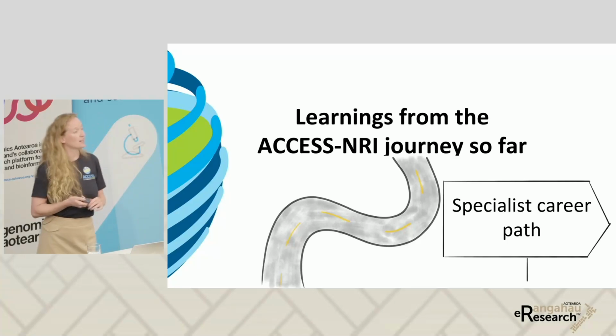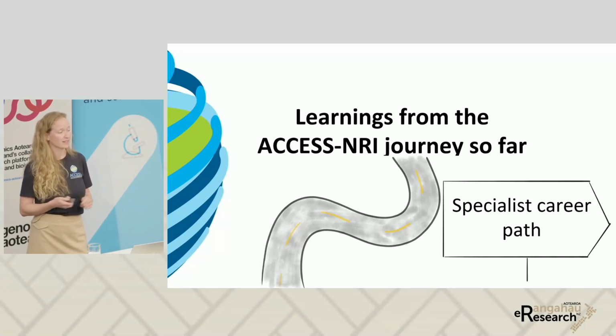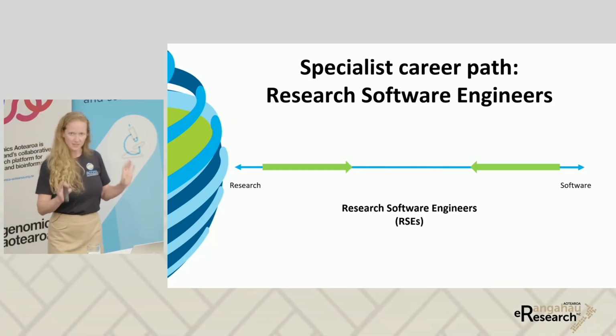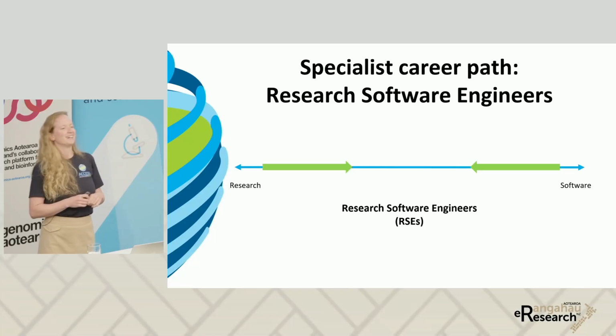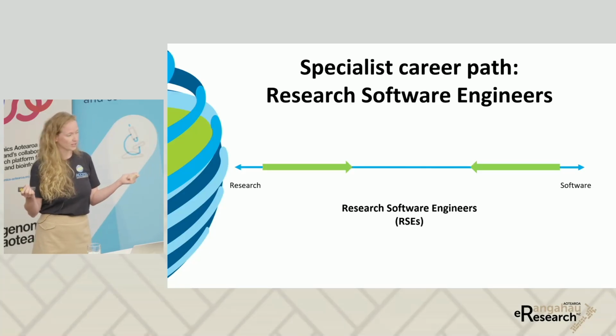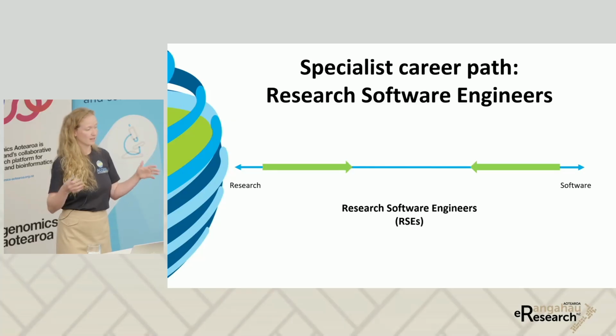All right, so now I'll talk about the specialist career path. I think that's a really important part of ACCESS-NRI. Almost all staff at ACCESS-NRI are research software engineers by title, almost all of us. And just so we're on the same page, I actually had a really interesting discussion with some people yesterday about this title. This is how I see research software engineer. It's a spectrum where at one end you have people with research backgrounds who are interested in the technical side. At the other side, you have people with a software background, computer science, who are interested in applying those skills to research. And anyone along this spectrum at any point can be considered a research software engineer. And at ACCESS-NRI, we really do have this full spectrum of backgrounds.